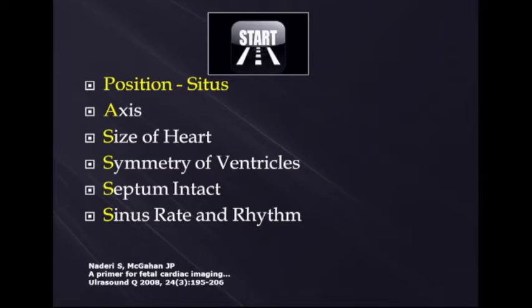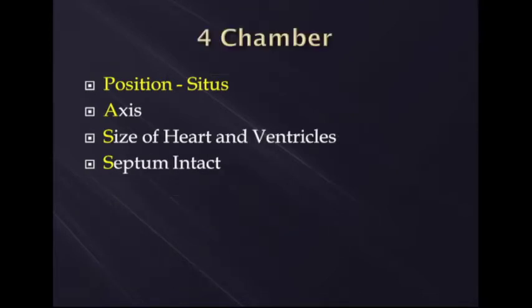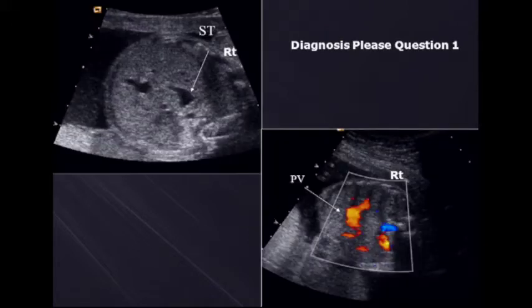Well, to start, we're going to start with the four-chamber view of the heart. In this, we basically publish something called the PASS. So I'm going to put that down smaller, and we're going to look at P for position, that is situs, A for the axis of the heart, then S for the size of the heart and also the size and thickness of the ventricles, and then S for is that septum intact or not. So these are the four things that we're going to look at. So in this case, the stomach is midline.